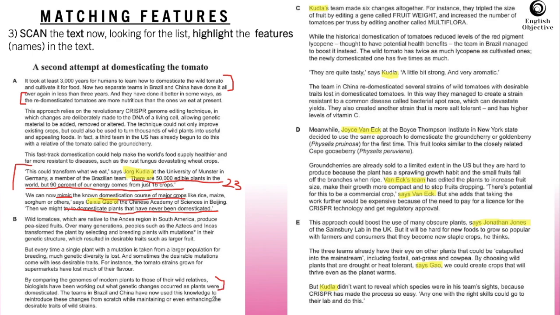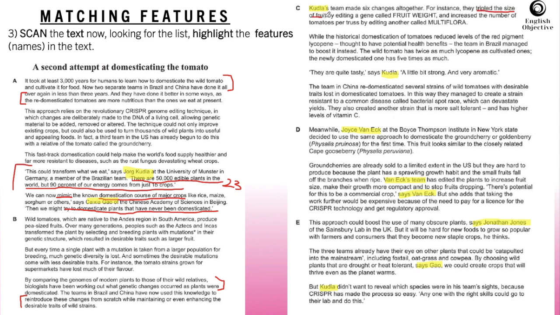So by comparing the genomes of modern plants to those of the wild relatives, biologists have been working out what genetic changes occurred as plants were domesticated. Teams will use this knowledge to reintroduce these changes from scratch while maintaining or even enhancing the desirable traits of wild strains. So that looks interesting. Just around paragraph C, that is about a new name. Again, Cutler team.